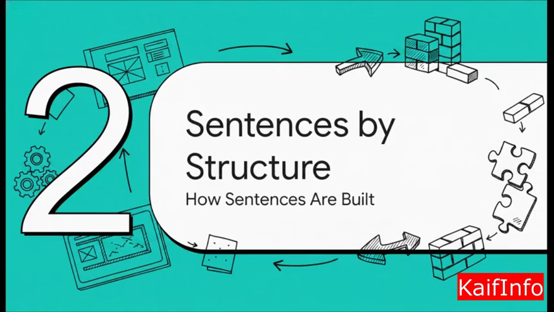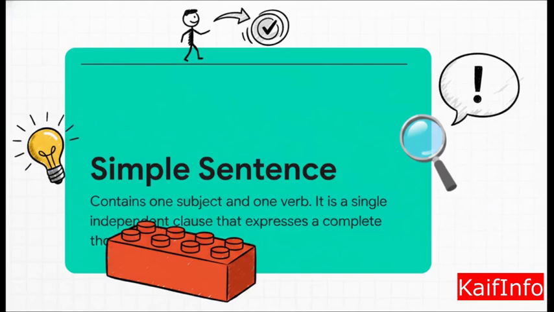Okay, that's part one. We know what sentences do. Now, let's switch gears and look at how they're actually put together. We're moving from the job of the sentence to the actual blueprint, the structure. And the foundation for everything, the most basic building block, is the simple sentence. You can think of it like a single, solid Lego brick. It's got one subject, one verb, and it expresses just one complete idea.